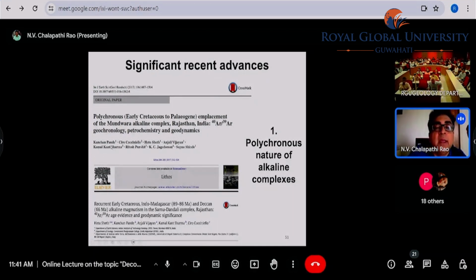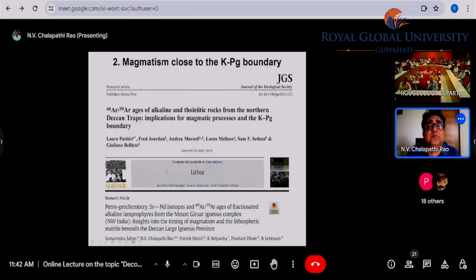Researchers from IIT Bombay, when they dated different rocks in the Mundwara complex, got two age groups: one is 90 million years, one is 65 million years. That means this alkaline complex was in place over a protracted period of time. Exactly the same thing has been noticed for Sarnu-Dandali, where they are getting ages of 90 million years and 66. That means not only the Deccan Traps, but the alkaline complexes themselves were also erupted over protracted time scales. So all the models given so far did not consider these aspects, and we need to look at them from a different aspect.